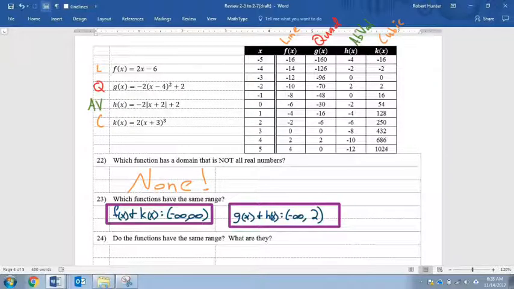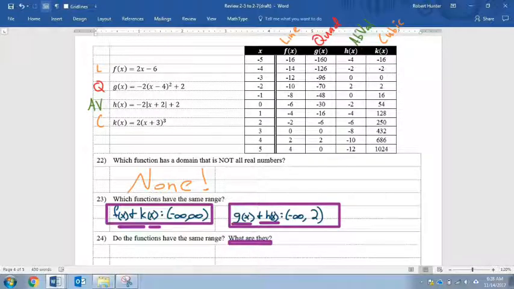Oh, well, I answered 23 and 24 at the same time. 23 says, which ones have the same range? Well, F and K do, and then G and H do. And then the next question asks, what are they? So it's a bit of a redundant question, but whatever. You just answered it.